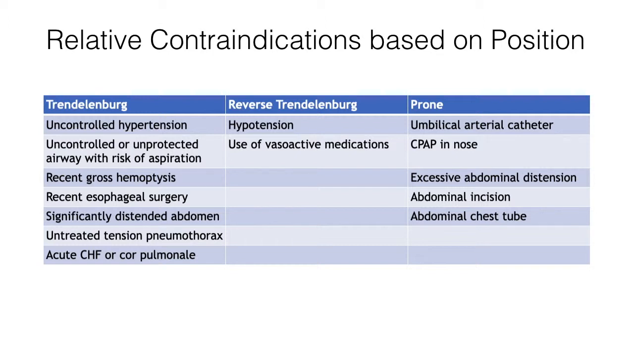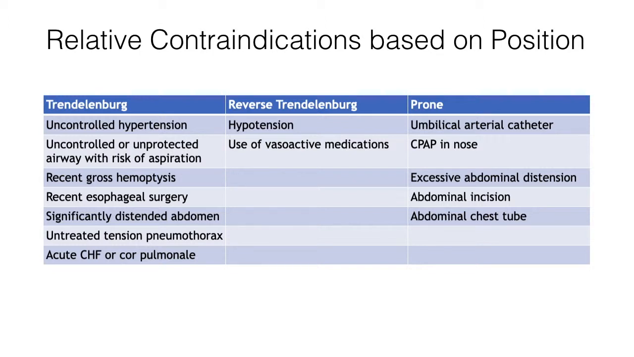So here are some relative contraindications based on the different postural drainage positions. So for Trendelenburg position, being the head down position, it's contraindicated for individuals with uncontrolled hypertension, uncontrolled or unprotected airways with the risk of aspiration, hemoptysis, recent esophageal surgery, a significantly distended abdomen, untreated tension pneumothorax, and acute congestive heart failure or cor pulmonale.